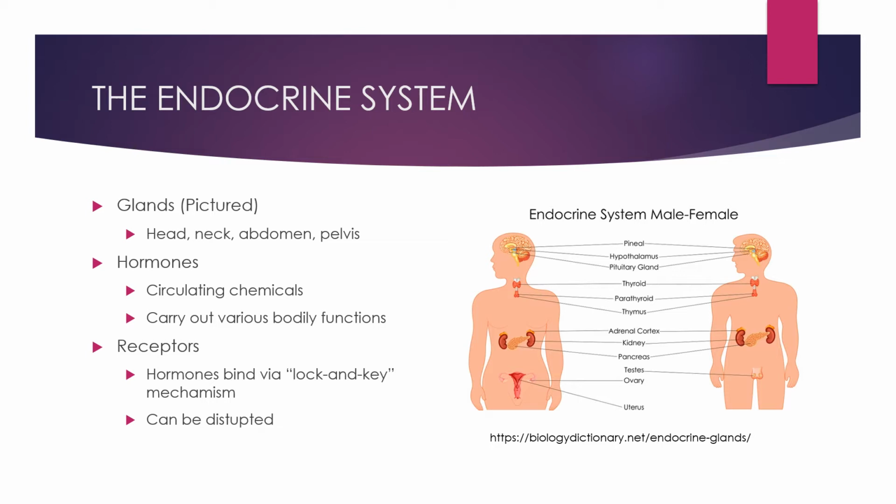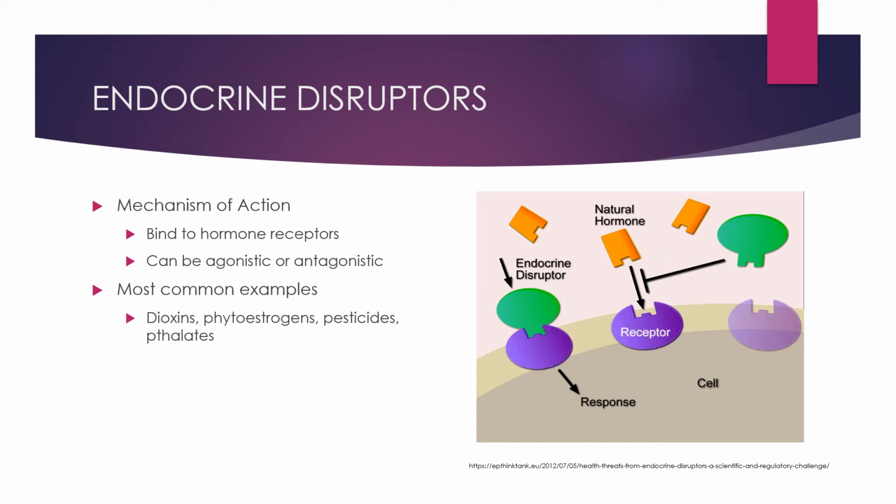So endocrine receptors are bound by hormones via a lock and key mechanism. So the hormone will just attach to the receptor and activate some kind of process. And so this can be disrupted if, say, another chemical gets in the way of the key, so to speak, inserting into the lock. And this is how endocrine disruptors work. So that leads us nicely into this slide where we'll talk a little bit more about endocrine disruptors.